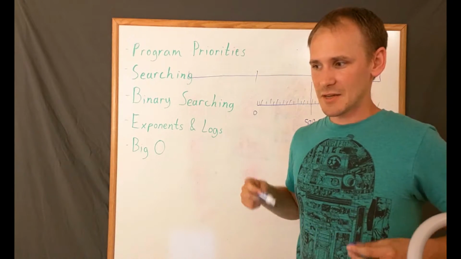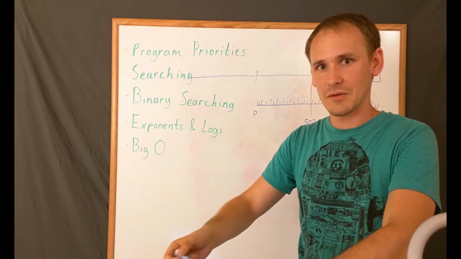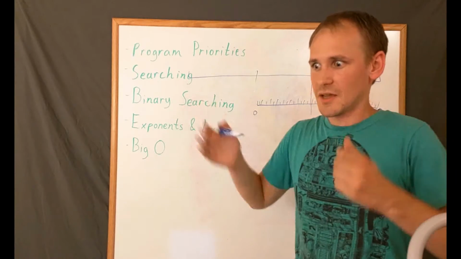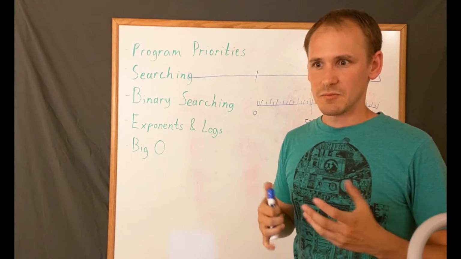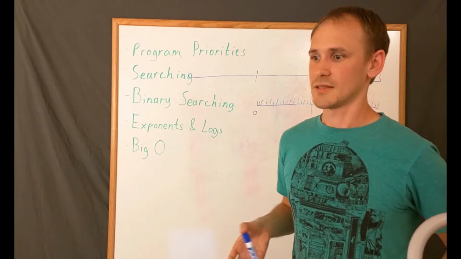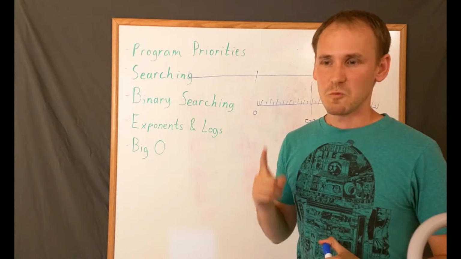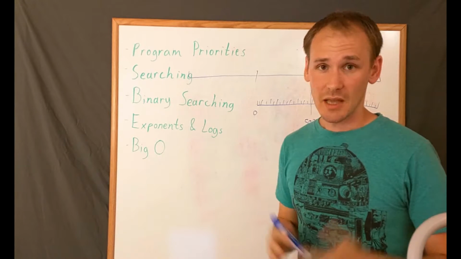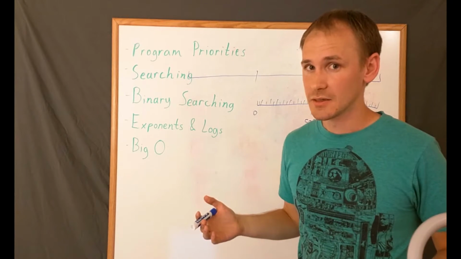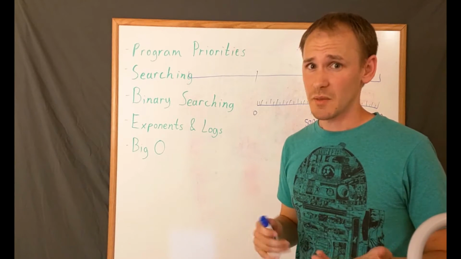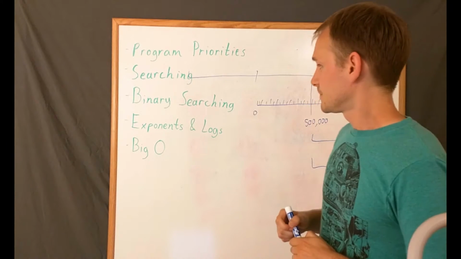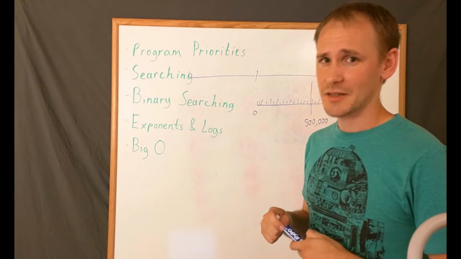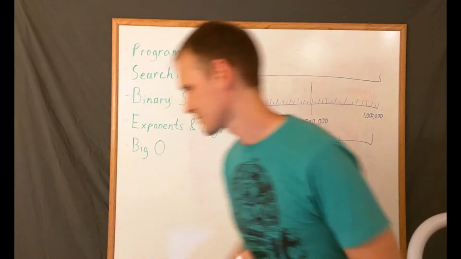So every time I double the amount of input, every time I double the size of this problem, it doesn't take double the time, it doesn't take twice as long. It only takes one extra step. Admittedly, that step is pretty complicated, but it's still just one step. In fact, now I think it's a good time to talk about exponents and logarithms.